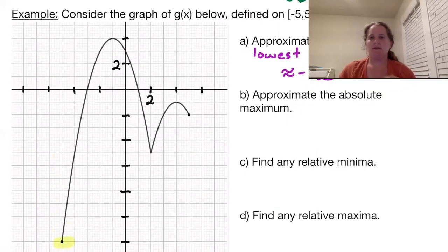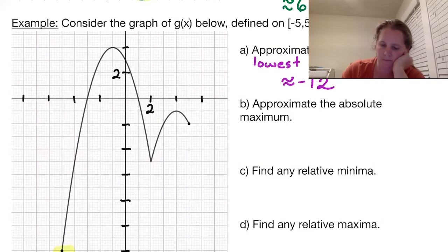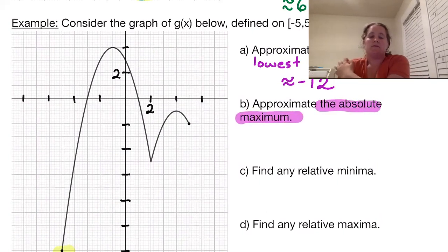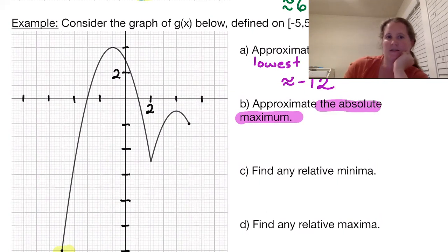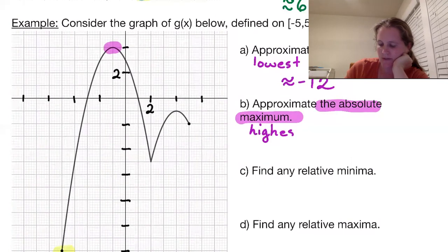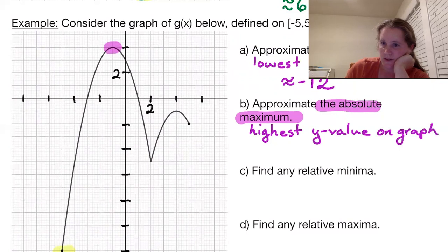And then if we instead search for the absolute maximum, we are looking for the highest point on the graph. The farthest we go up is over at x equals -1. So this is the highest point on the graph, or the highest y value on the graph. And the y value was approximately 8.